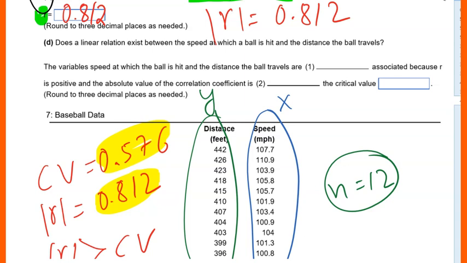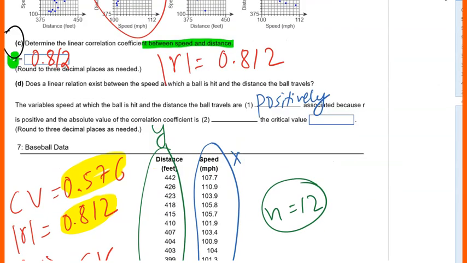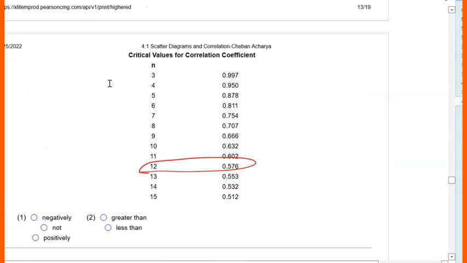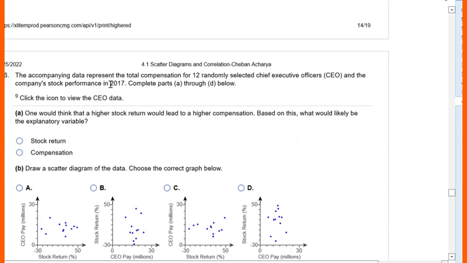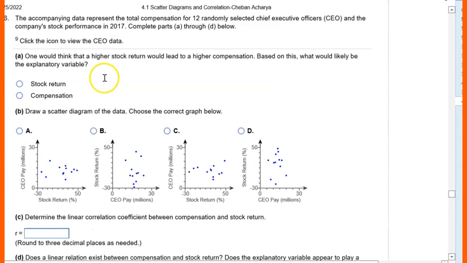The variables speed at which the ball was hit and distance the ball travels are positively associated because R is positive and the absolute value of the correlation coefficient is greater than the critical value, which is 0.576. Okay, that's the answer for part D. And problem 16 is similar to 15, so I'm not going to do that.